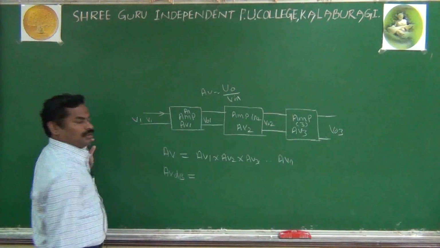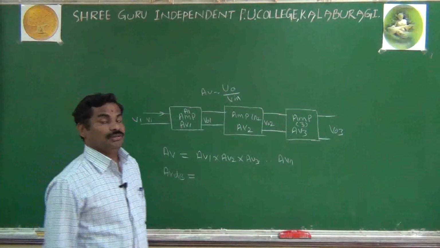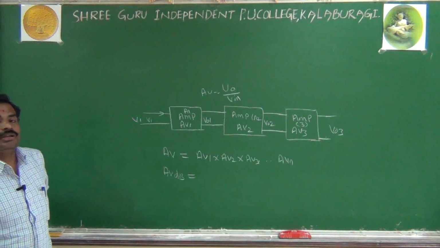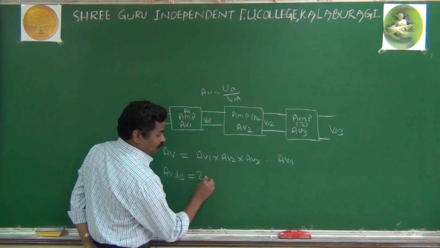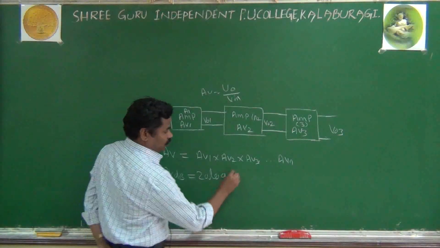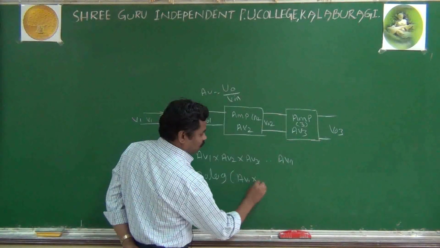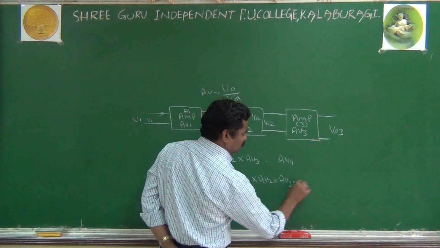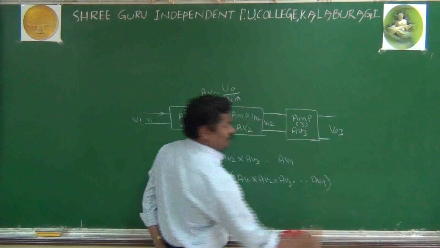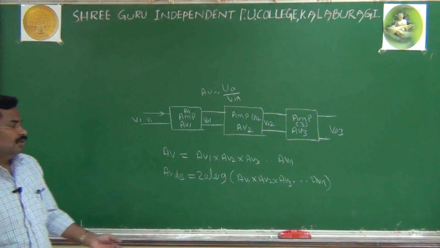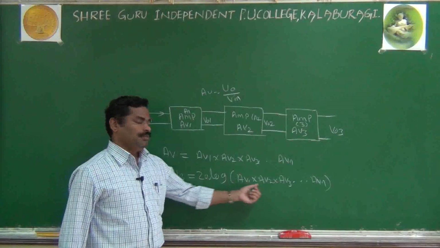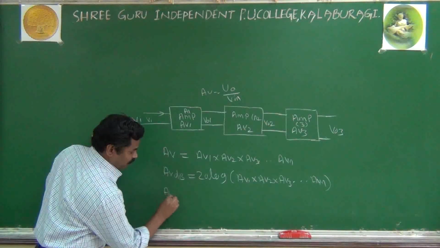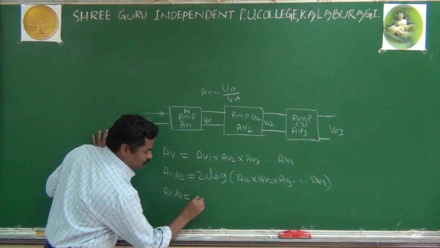As we know, the decibel is a logarithmic unit. You can write it as 20 log of AV1 into AV2 into AV3, and so on. As we know in logarithms, log of m into n is log m plus log n.